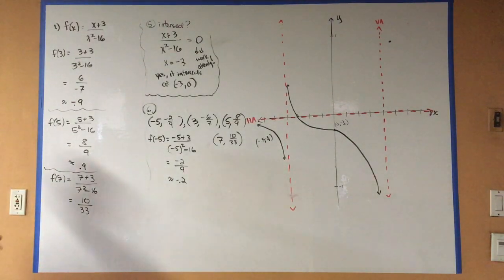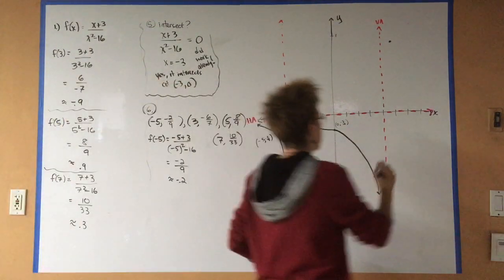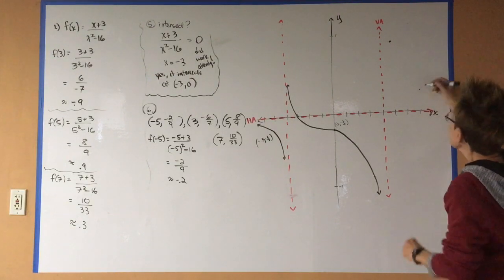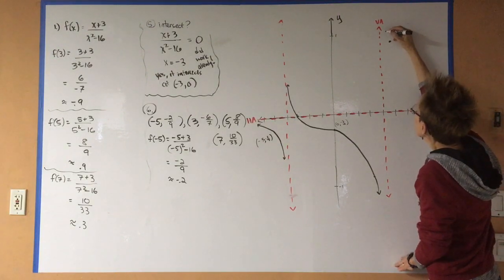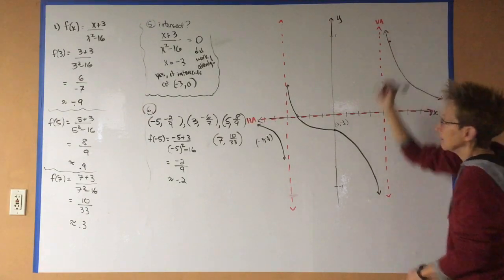So that's approximately 0.3. So that makes me feel a little bit better. So 4, 5, 6, 7.3 is maybe right around here. So now it is exactly what I thought was happening. So it's curving down and then approaching each one of these asymptotes.